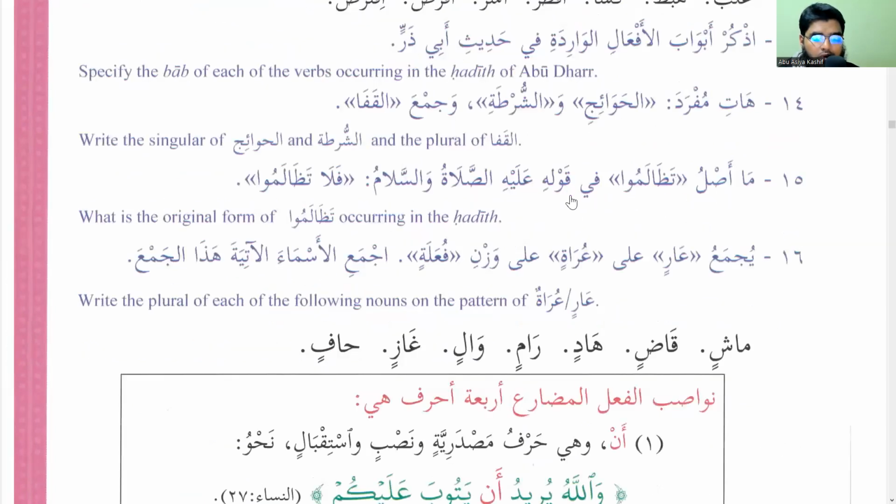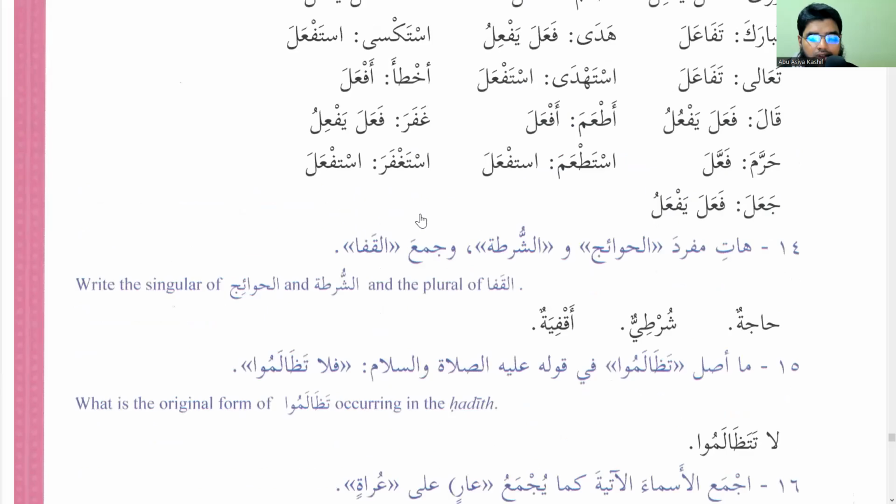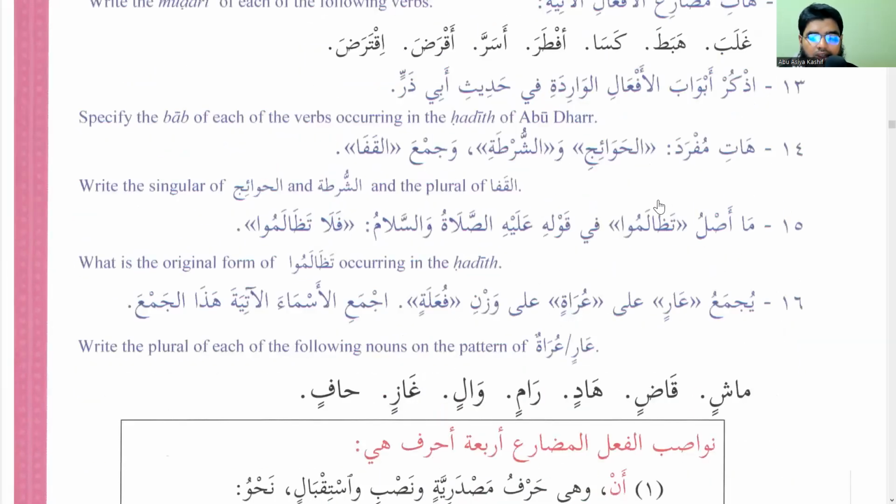ما أصل تظالموا في قوله عليه الصلاة والسلام فلا تظالموا. What is the original form of tazalamu? And we learned this rule in form 6 and form 5 also. It was actually tatazalamu. The ta is dropped for takhfif, easy pronunciation. Easy pronunciation. 15th exercise, right? I think I missed one.